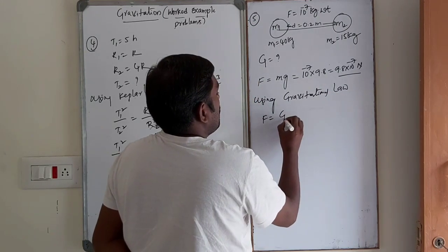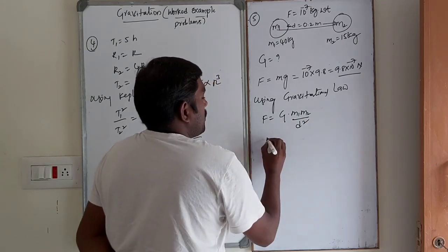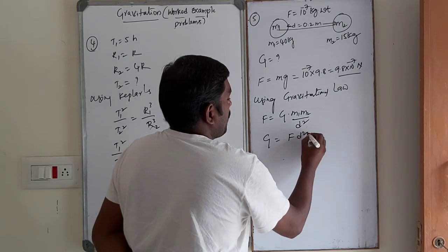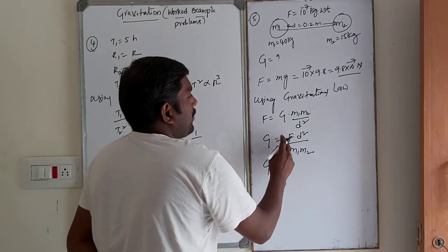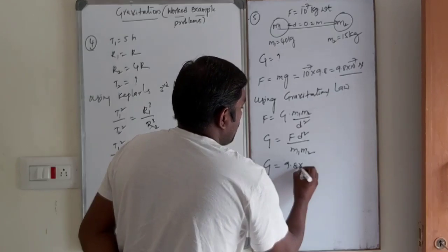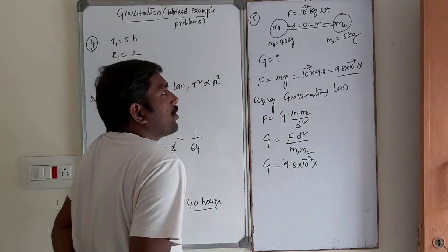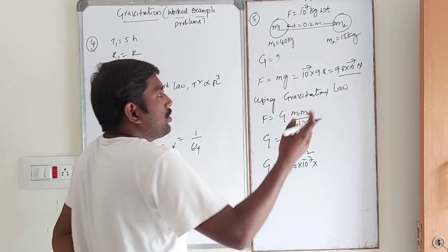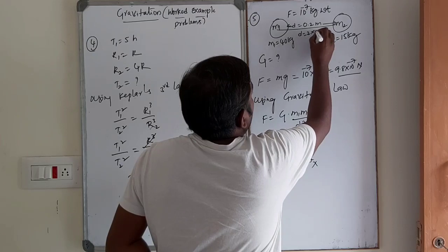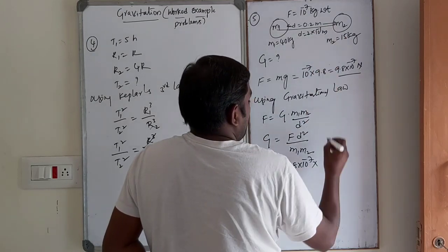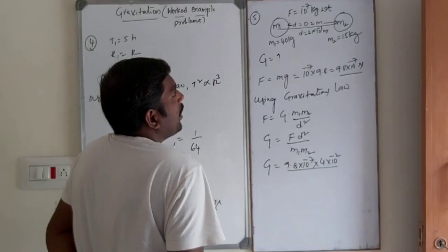F is equal to G m1 m2 by d square. So G is equal to F d square by m1 into m2. F is 9.8 into 10 power minus 7 into d square. What is the value of d? 0.2 is nothing but 2 into 10 power minus 1 meters, so d square means 4 into 10 power minus 2, divided by m1 into m2.